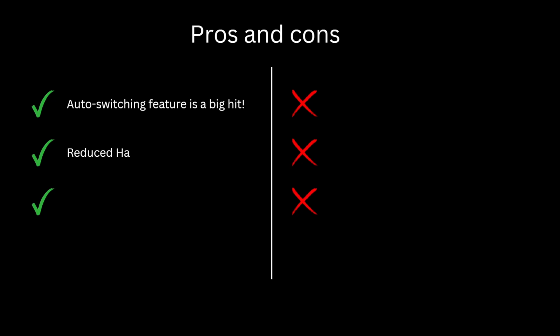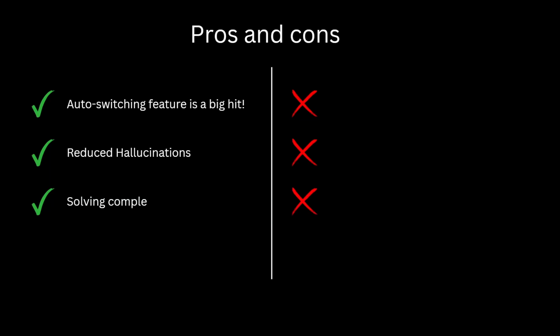I also noticed reduced hallucinations. Hallucinations still exist, but they are very minimal, and in my experience, at least for this project, they are lesser than what I have seen in previous versions. And lastly, I think the most important one is solving complex problems. It's able to solve complex problems much better because of this auto switching feature and because of its better ability to think critically. While there are some positives, there are also negatives.